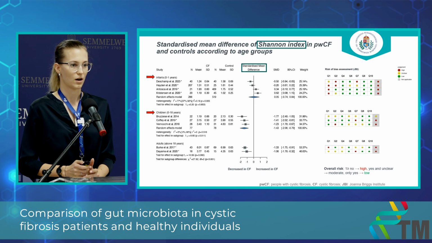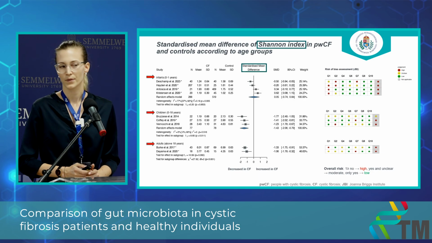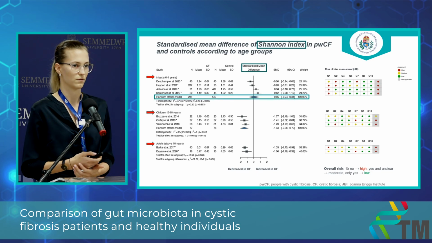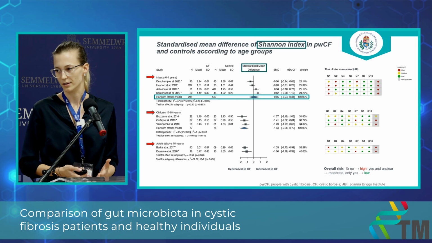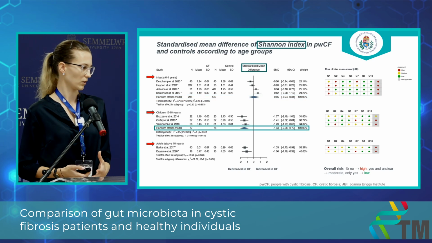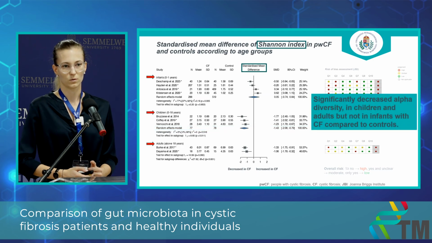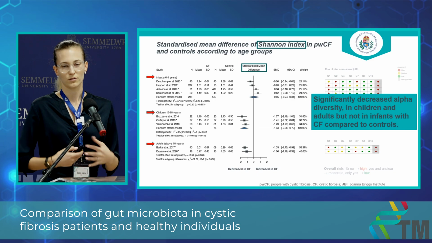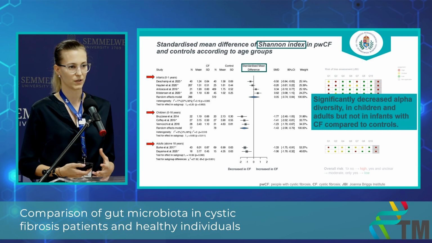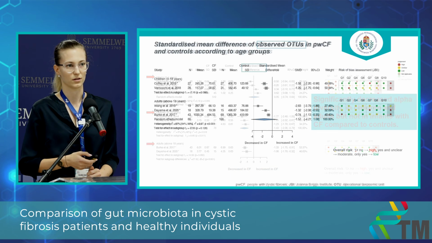We have divided the population into infants, children, and adults. And you can see that there is no difference between CF patients and healthy individuals in terms of gut microbiota in the infant group. However, children with CF have a significantly less diverse gut microbiota compared to healthy controls. So all in all, we can say that alpha diversity measured by Shannon index is significantly decreased in children and in the 2 articles about adults compared to healthy controls.